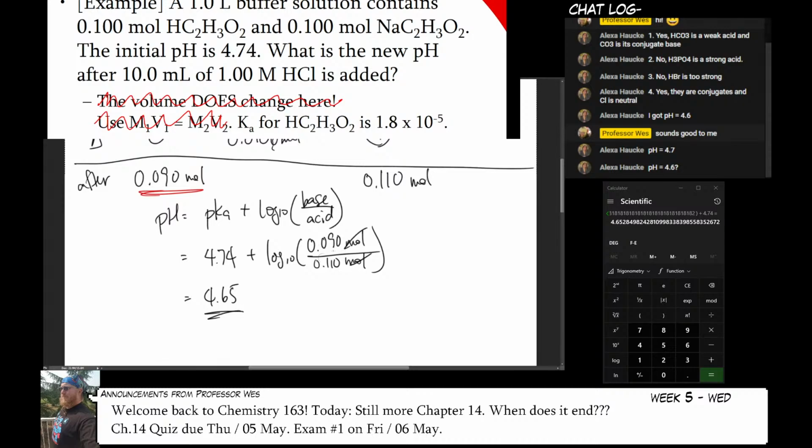Remember that the number of sig figs inside here is the number of decimal places you get, so that's why I'm keeping these 2 decimal places. Again, I don't really care too much about sig figs for logs. I'm not going to grade you on that. When you're doing pHs, just do at least 2 decimal places. You'll be fine.